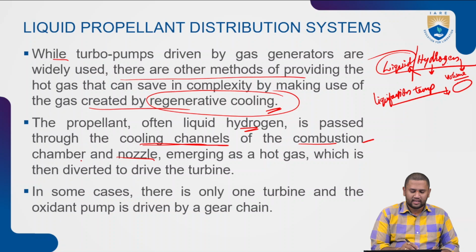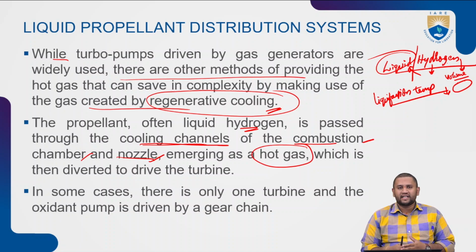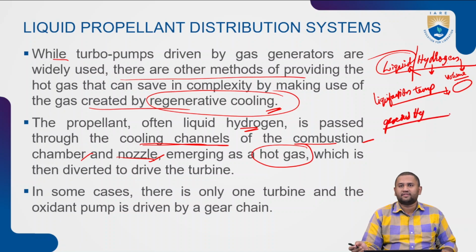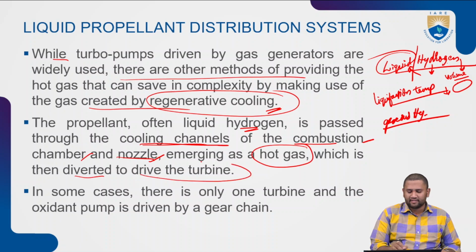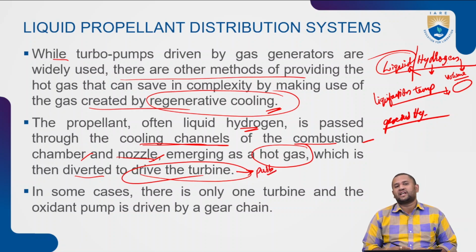Now, as it passes through the combustion chamber as well as the nozzle, it absorbs the heat from the combustion chamber and nozzle walls by itself, converting the liquid hydrogen to gaseous hydrogen, right? Now this gaseous hydrogen is diverted to drive the turbine. The turbine is then run to push a further amount of propellant towards the combustion chamber.